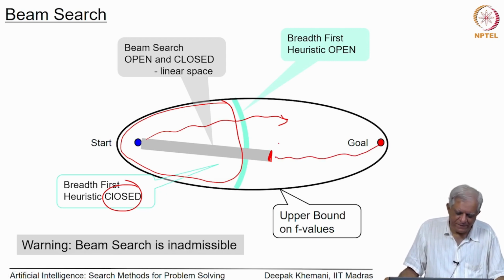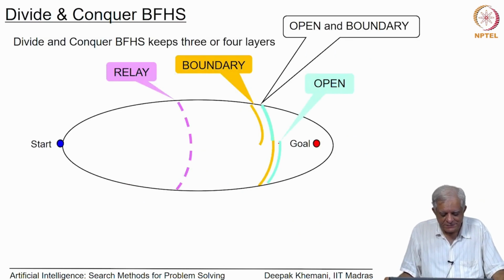So, how can we now adapt or adopt some methods to adapt beam search into an admissible algorithm, which means that it will find the optimal path for us.